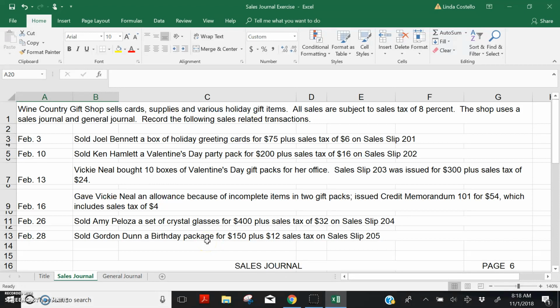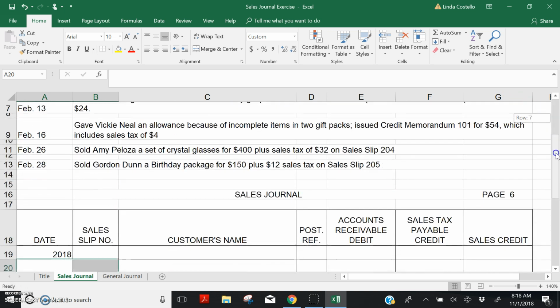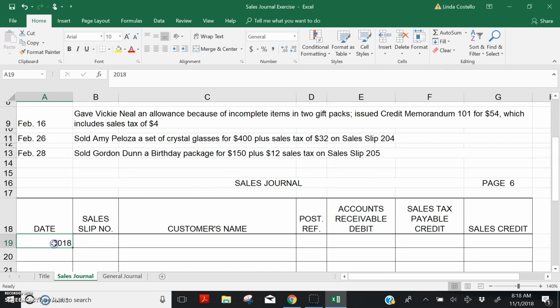All sales are subject to sales tax of 8%. The shop uses a sales journal and a general journal. We can assume all sales are on account unless otherwise specified. And let's also assume that the year is 2018.